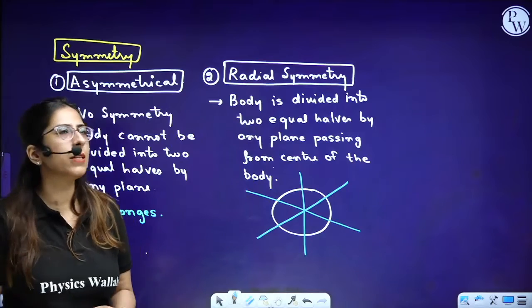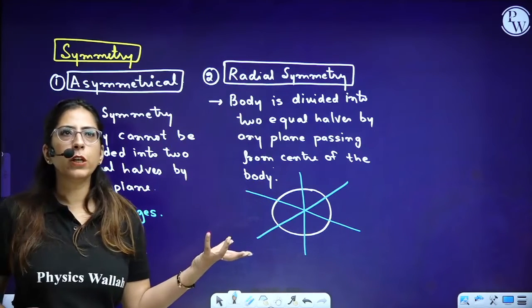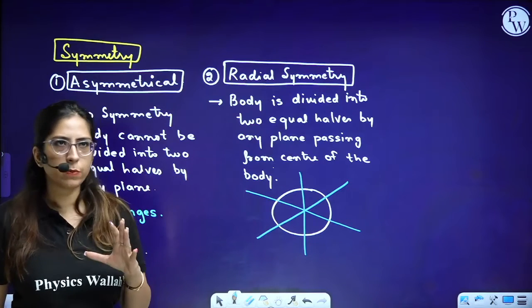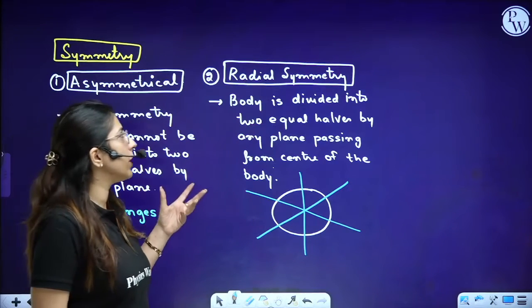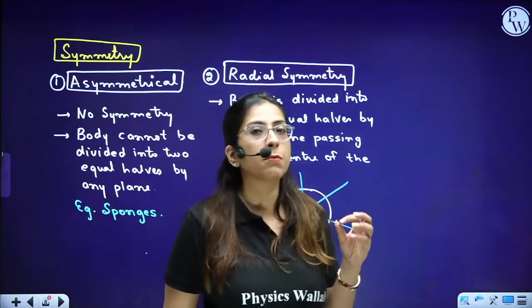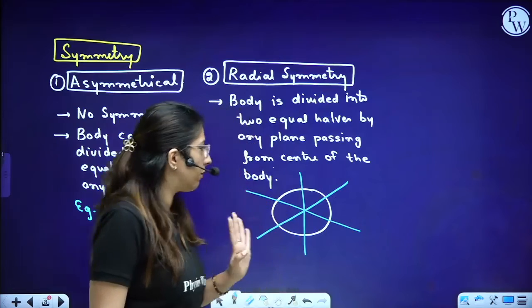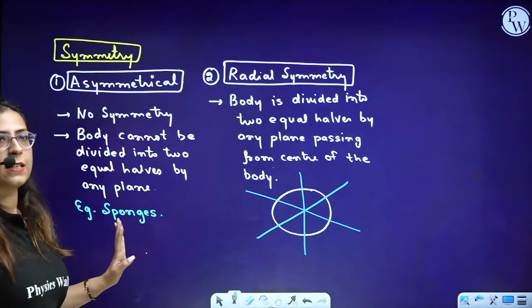So how will you remember this? Asymmetry. Will you be able to recall this? Will you be able to have this in your mind? Asymmetry, that means no symmetry is there. Radial symmetry, so the name itself indicates, that means radius, that means from the center, if any plane is passing, the body will be divided into two equal halves. Clear? Hope buddies it is clear.